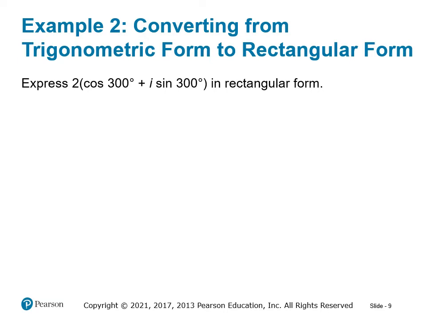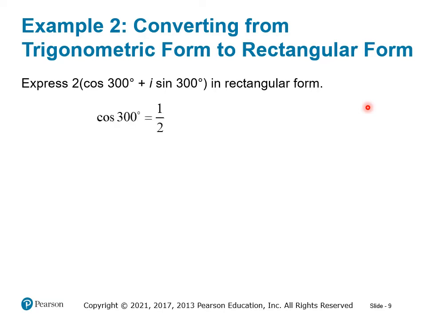Express 2 times cosine 300 plus i sine 300 in rectangular form. This just means in complex form. Rectangular form is the same as complex form, a plus bi, okay?